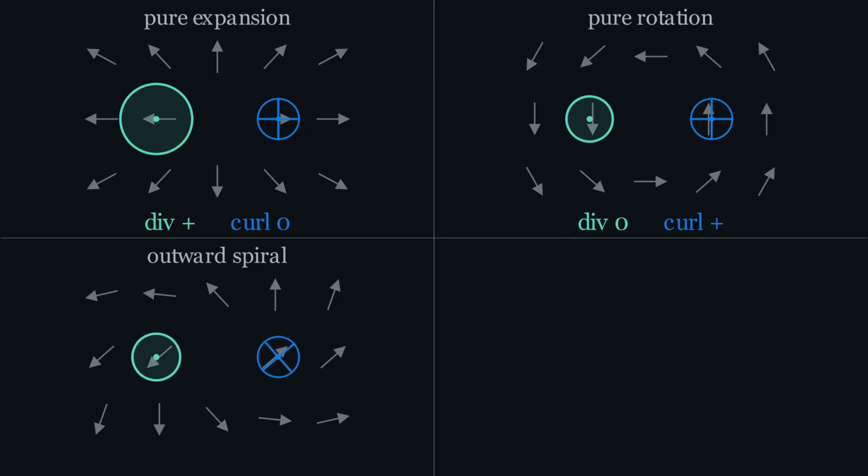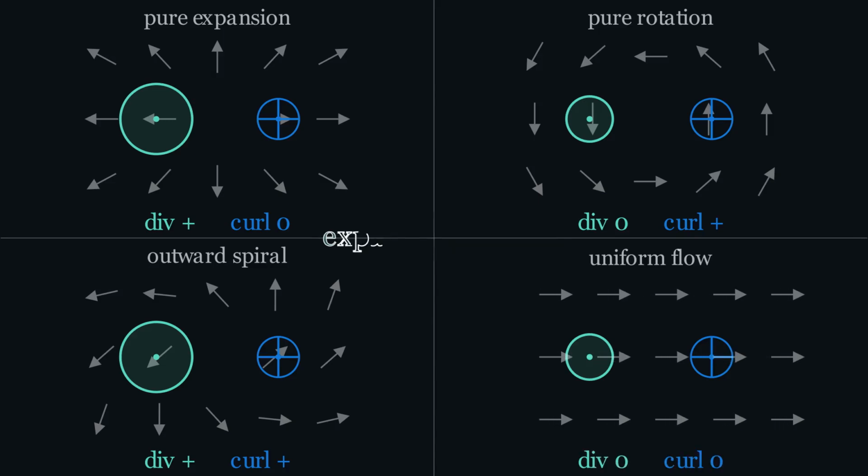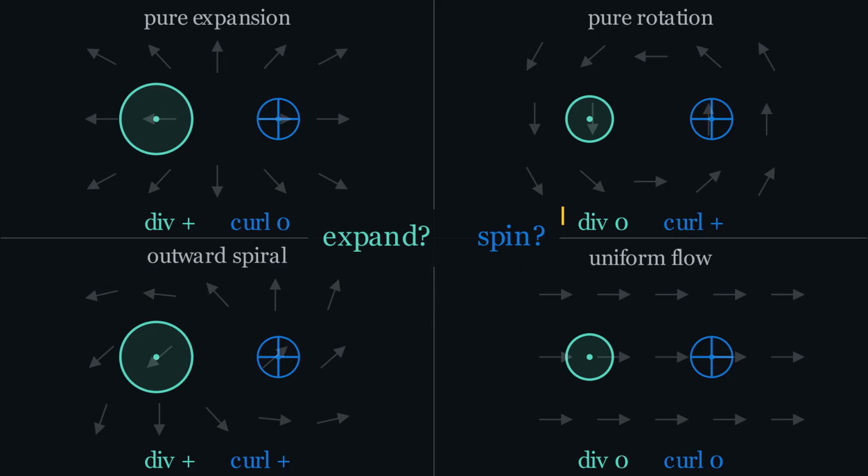Divergence, no. Now a field that does both at once, water spiraling outward, like a drain running in reverse. The blob grows and the wheel spins. And finally the quiet one. Uniform flow, everything sliding the same direction at the same speed. Blob unchanged, wheel unmoved, both zero. The water just goes. 2 questions, expand and spin, completely separate answers.